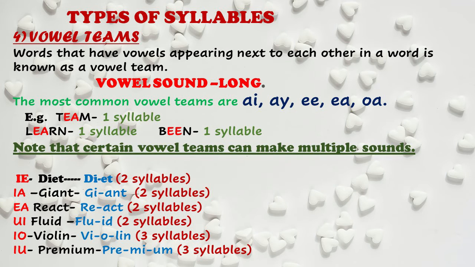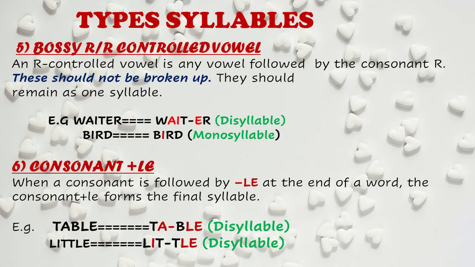The next syllable type is the bossy R or the R controlled vowel. When a vowel appears next to an R, the R sound takes over or takes dominance. Now let's look at the word bird. You have the I, which is a vowel, next to the R sound. So the vowel sound becomes non-existent, all right? So it would be bird, bird, all right? You hardly get to hear the vowel sound there.